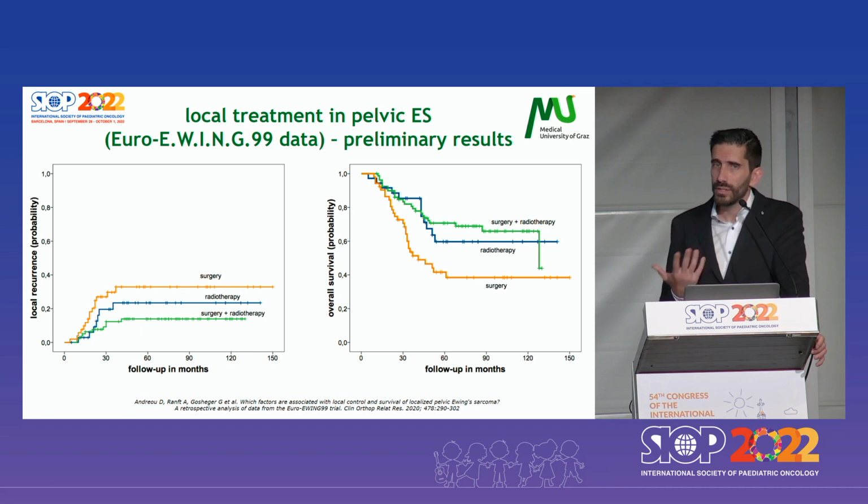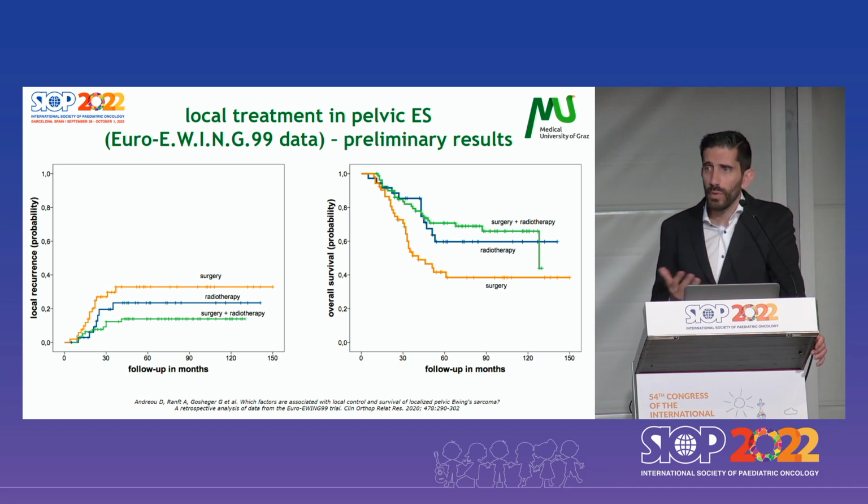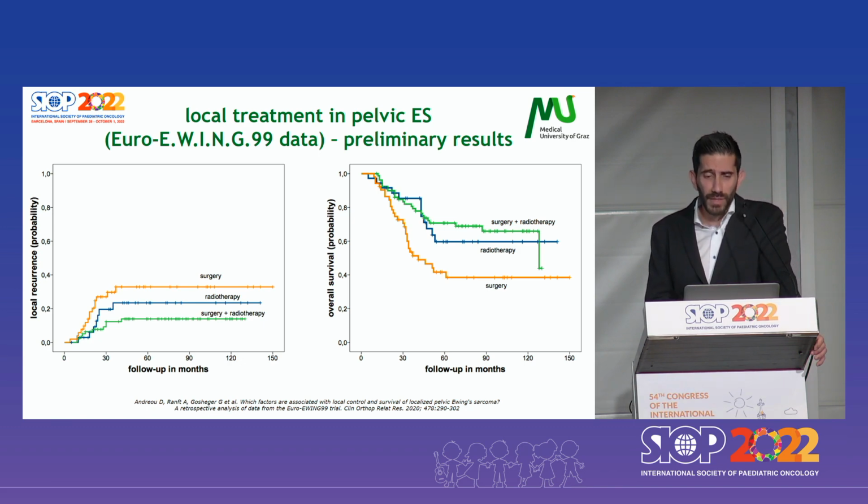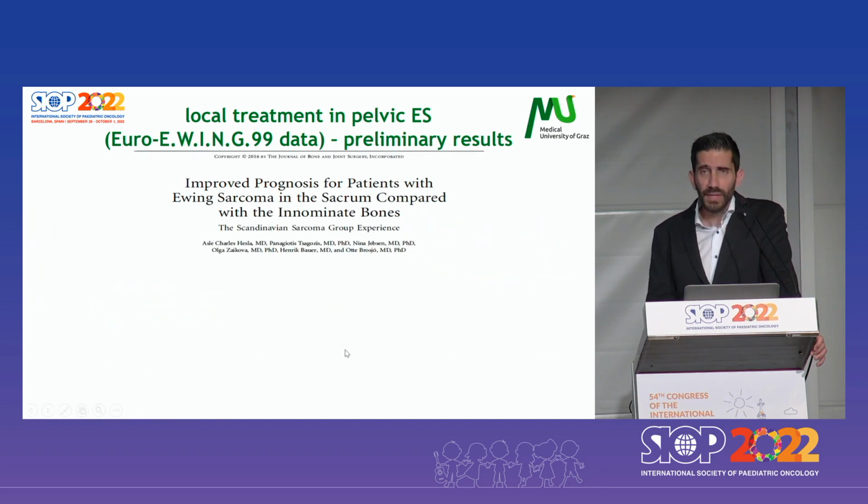So we're starting, considering whether we got it all wrong, whether our colleagues from the other side of the Atlantic may have been right in advocating radiotherapy in these patients. But during the analysis that we were doing, there was a study coming out from the Scandinavian sarcoma group on the differences in prognosis between patients with sacral and non-sacral pelvic Ewing sarcoma.